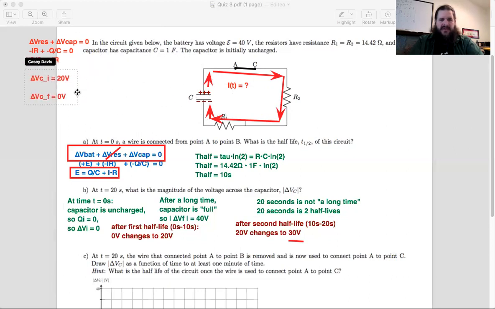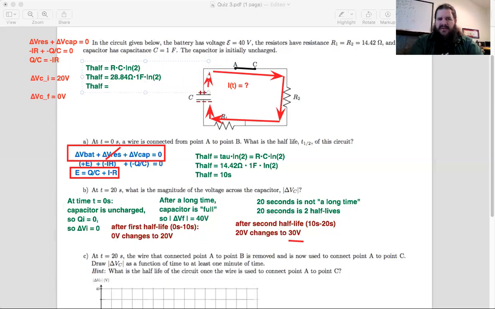Yeah, we can still use the same formula, R times C times logarithm of 2, but the total resistance has changed. Half-life is still going to be R times C times logarithm of 2. But what's the new total resistance here? Is it just 14.42 times 2? Yeah, because we've got 2 of these resistors in series, so we can add together their resistances. So total resistance now is 28.84 ohms multiplied by the capacitance, which is still 1 farad, times logarithm of 2.